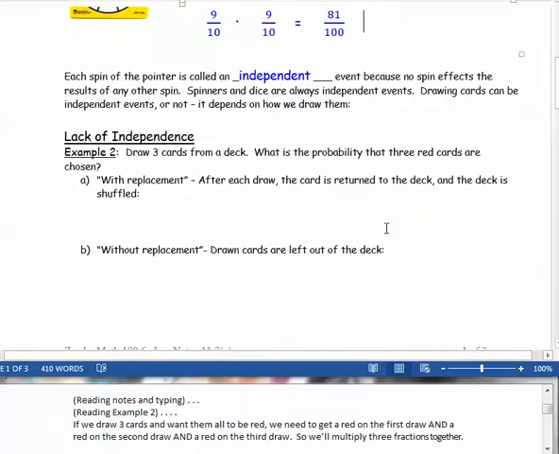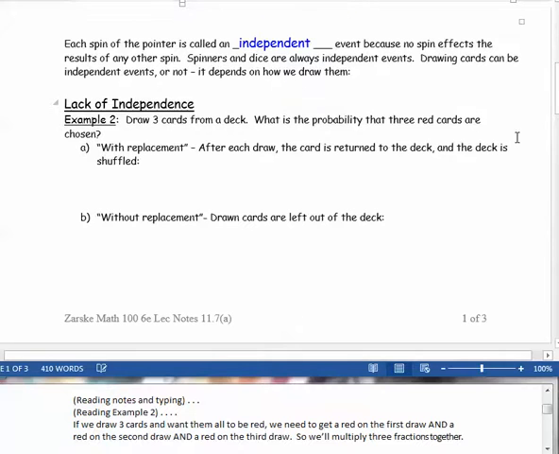Example 2 asks, if we draw 3 cards from a deck, what is the probability that 3 red cards are chosen? Well, there are 2 different ways we can draw the cards. Part A asks with replacement. That means that after each draw, the card is returned to the deck and the deck is shuffled. Without replacement means when you draw the cards, you leave them out of the deck. That's the more typical way that we draw cards, but they can be done with replacement.